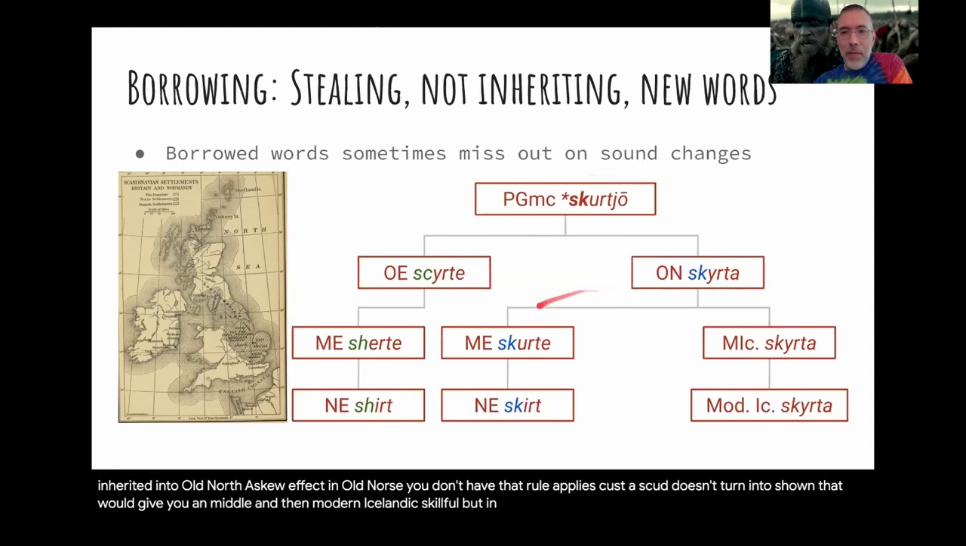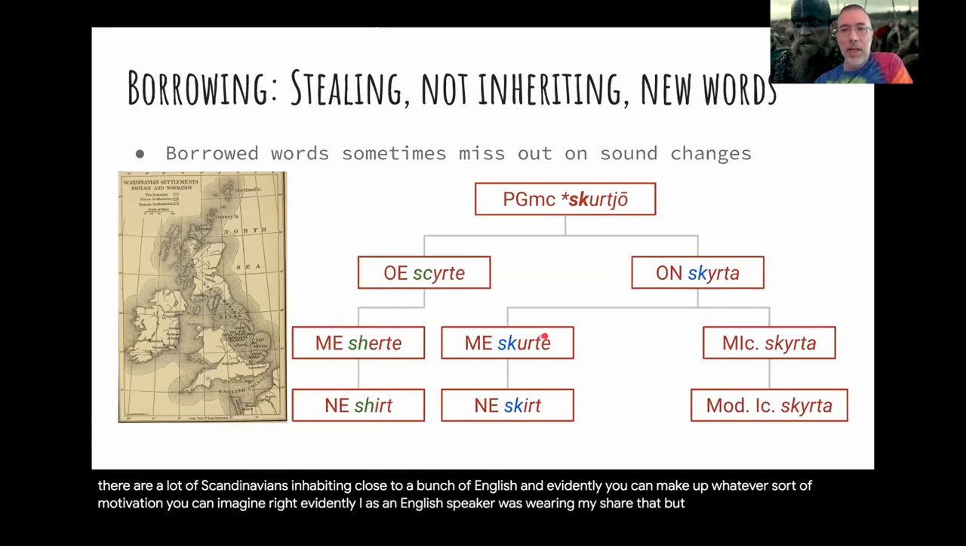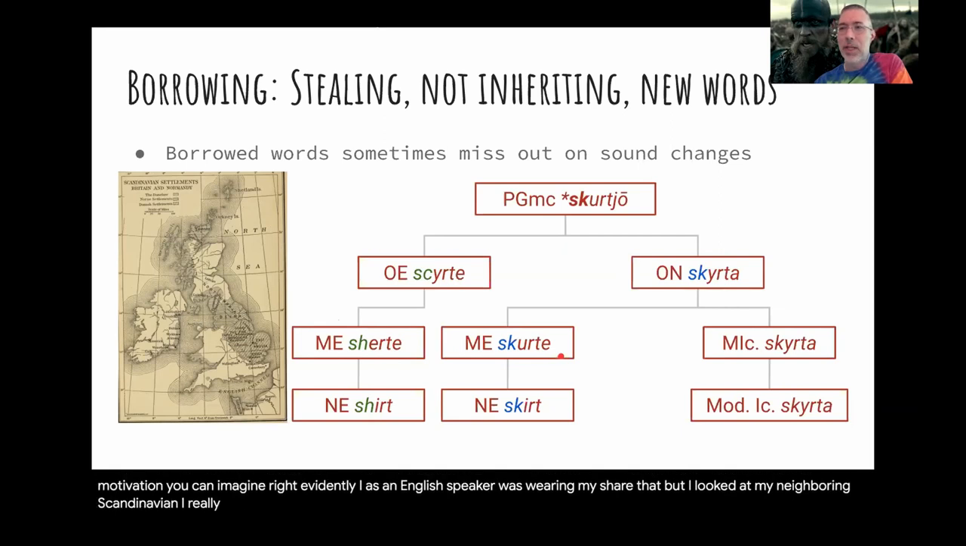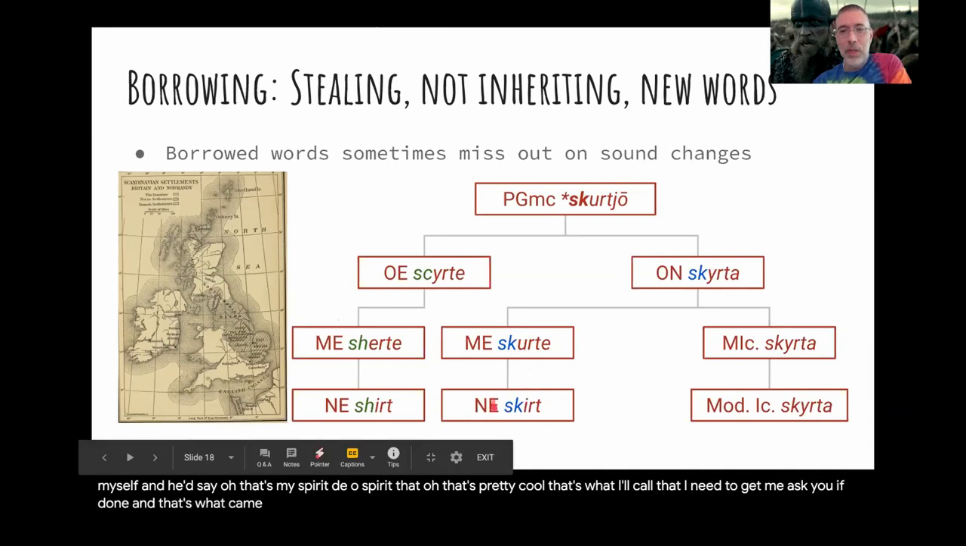But in that middle period, the period of Middle English, it seems like there were a lot of Scandinavians inhabiting close to a bunch of English, and evidently you can make up whatever sort of motivation you can imagine, right? Evidently, I, as an English speaker, was wearing my shirt, but I looked at my neighboring Scandinavian, and I really loved what he was wearing, and I said, I really love that. What is that? I want to have one made for myself. And he'd say, oh, that's my skurta. Oh, skurta? Oh, that's pretty cool. That's what I'll call that. I need to get me a skurta. And that's what came to be a skirt, right?